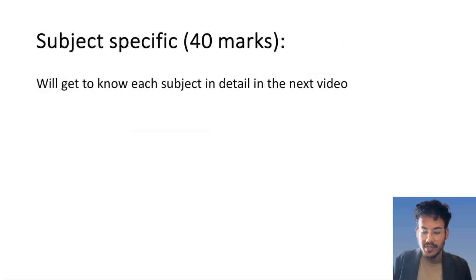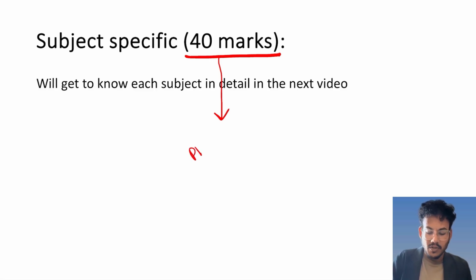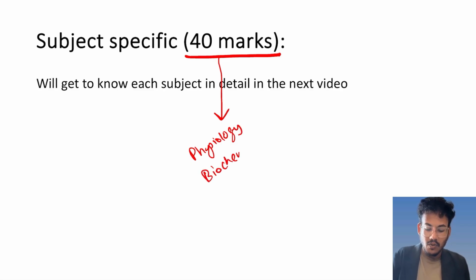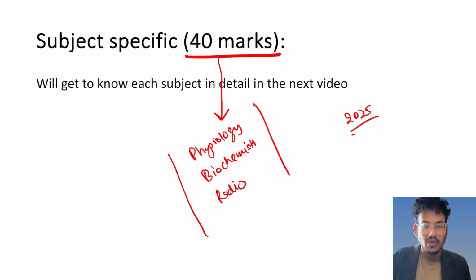Now, subject specific questions. There would be 40 marks of questions. We have made a list of what questions were asked in subjects such as physiology, biochemistry, radio onco, and we will also be putting up more questions before the examination, obviously, so that you can get a hang of it, because we haven't put any questions from 2025 here. So we will make videos and upload the questions that were asked in 2025 from different subjects.